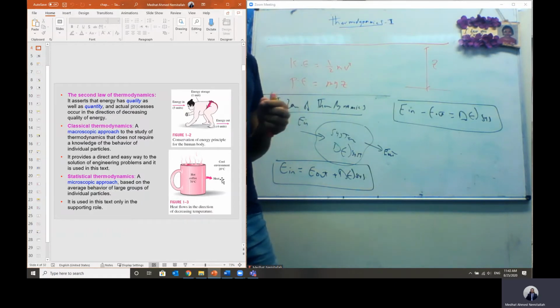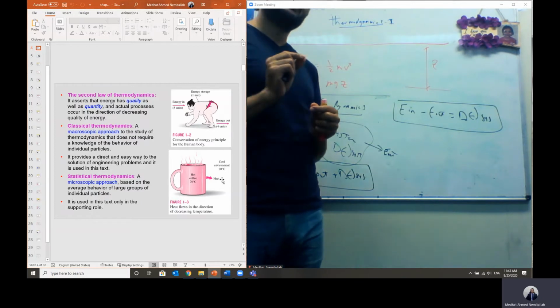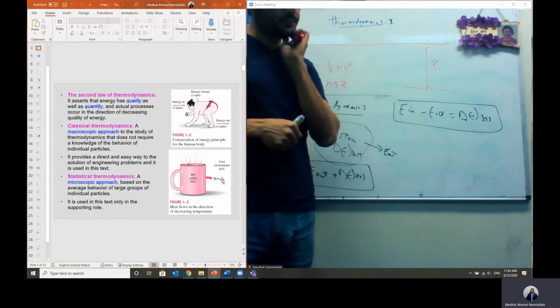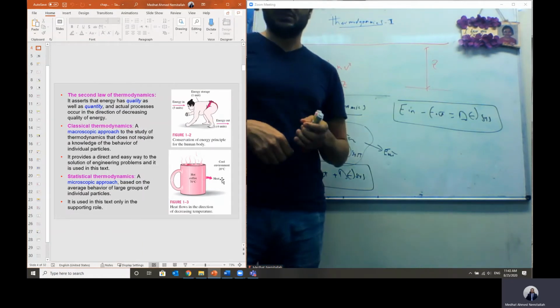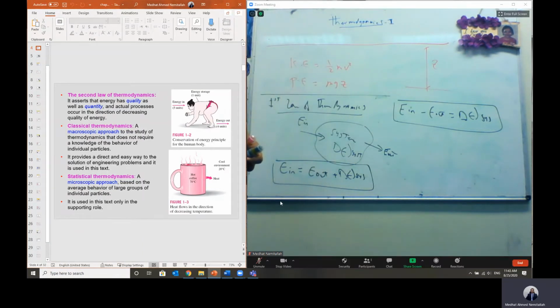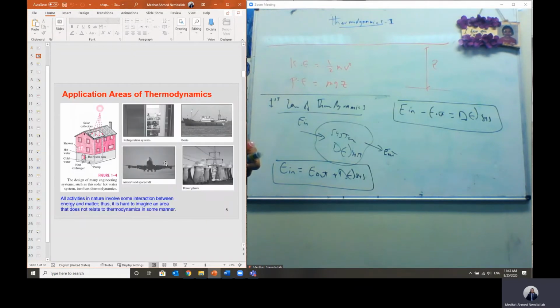Okay. Then in this case, to study this system, we have to consider the statistical thermodynamic approach. But otherwise, in all other engineering applications, we can follow the classical thermodynamic approach.